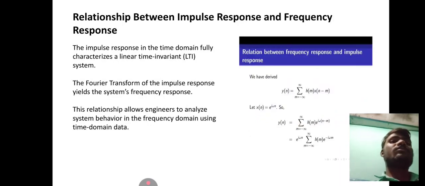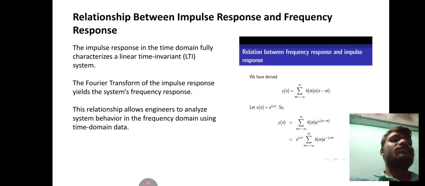Difference between impulse response and frequency response. The impulse response in the time domain fully characterizes a linear time invariant (LTI) system. The Fourier transform of the impulse response yields the system frequency response. This relationship allows engineers to analyze system behavior in the frequency domain using time domain data.